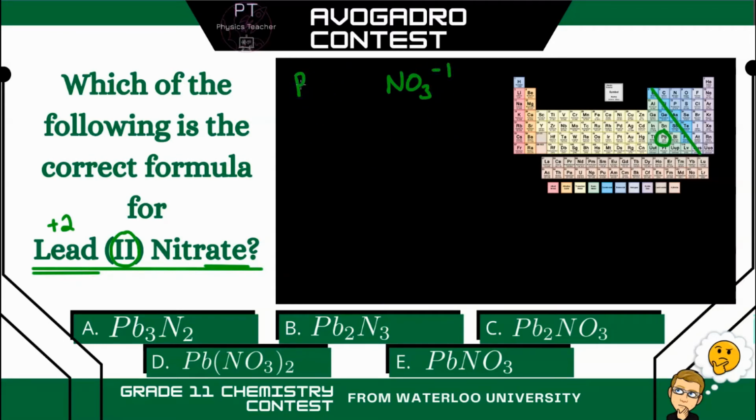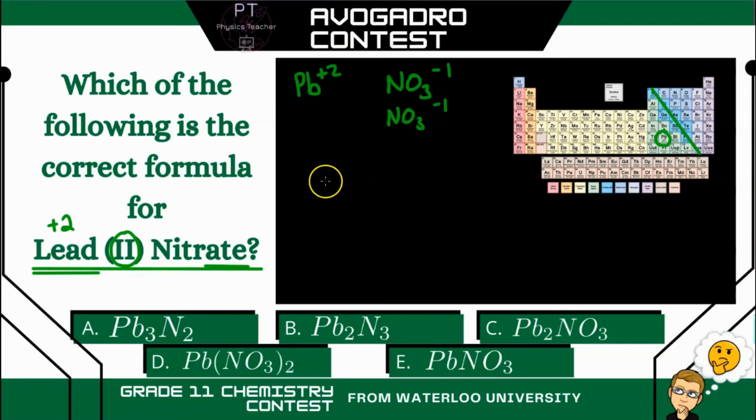So here we have lead with a charge of +2 and nitrate with a charge of -1. And what you want to do is add either a certain number of metals or polyatomic ions so that your total charge balances. So in this case, we have a charge of +2 and -1. So we're going to need another nitrate so that our positive and negative charges balance.